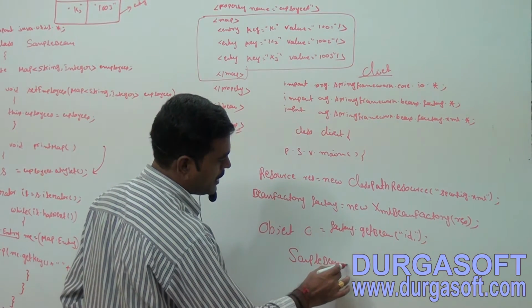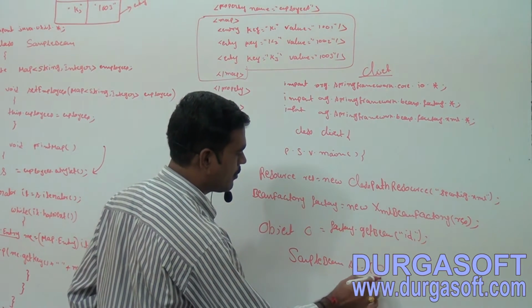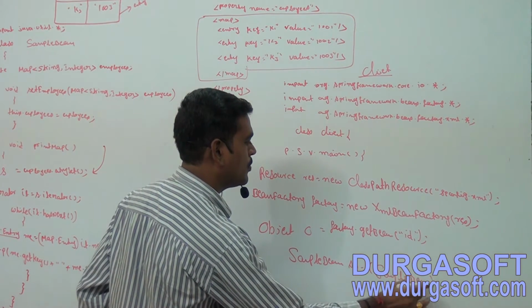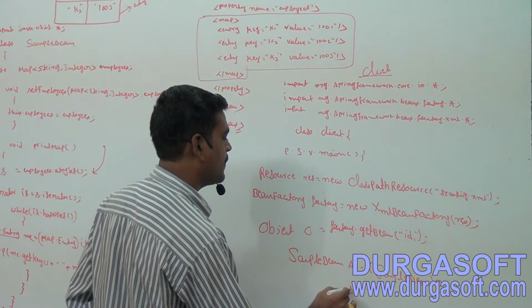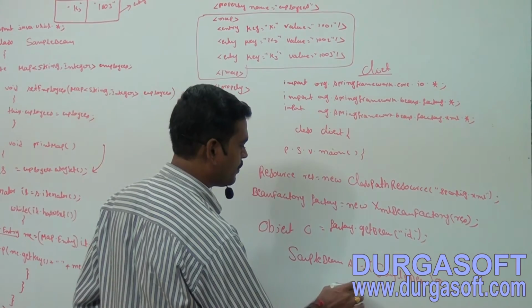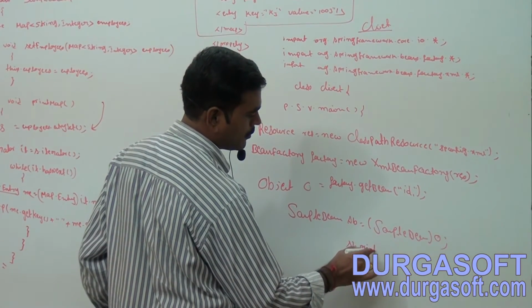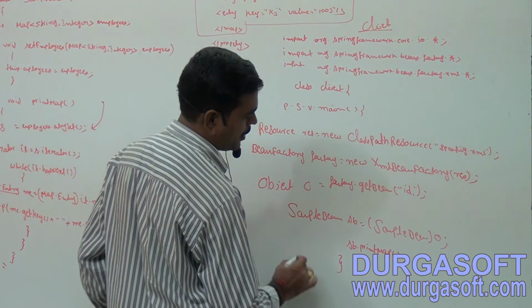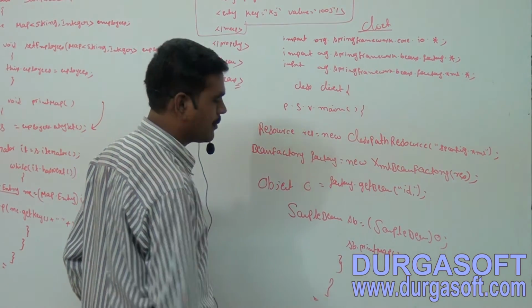SampleBean sb is equal to (SampleBean) o. Now sb dot printMap. That's enough. Close the client, close the class.